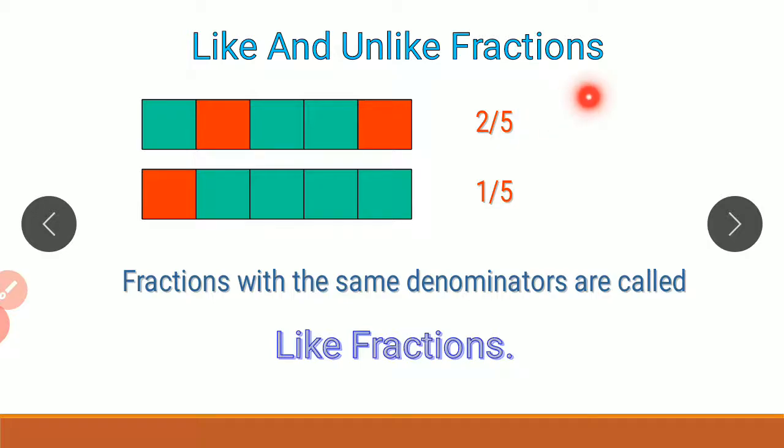So here are two fractions, 2 by 5 and 1 by 5. Both have the same denominator, that is 5. In 2 by 5 the denominator is 5 and the numerator is 2, and in 1 by 5 the numerator is 1 and the denominator is 5. So these both have the same denominator, that means they are like fractions. So this is the definition of like fractions.